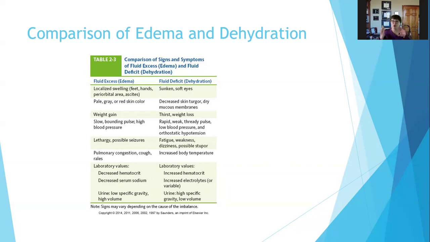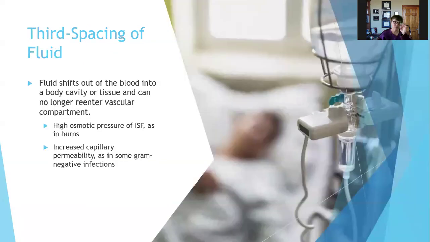The laboratory values are like opposites of each other. Decreased hematocrit for edema, increased for fluid deficit. Decreased sodium for edema, increased or variable electrolytes for dehydration. Urine: high volume, low specific gravity for edema. For dehydration, low volume, high specific gravity. So they're night and day. And the little note at the bottom says signs may vary depending on the cause of imbalance. That's an important thing to know.